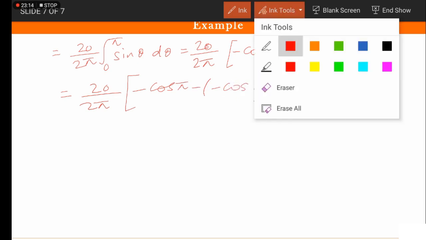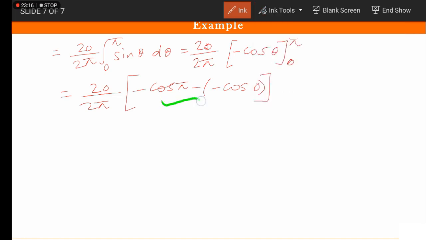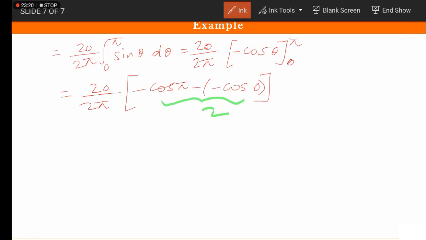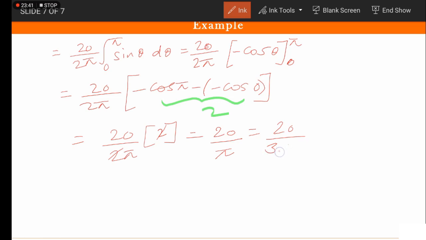What is the value of this part? The value is 2, right? Just two minutes ago we solved it. So this comes out to be 20 upon 2 pi times 2. This 2 and this 2 get cancelled, so that becomes 20 upon pi. So finally, 20 upon 3.14.